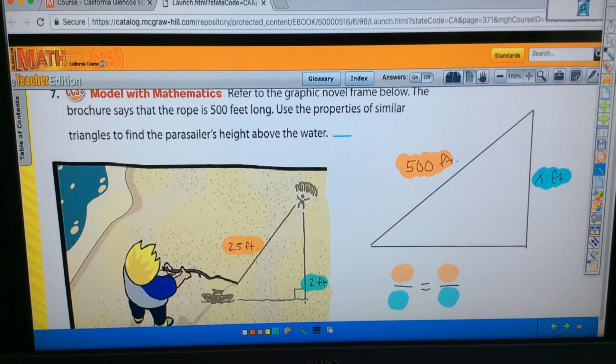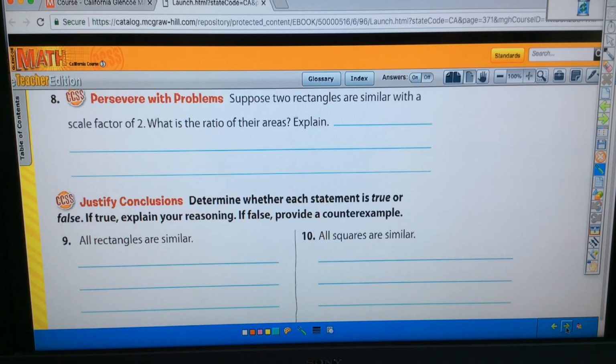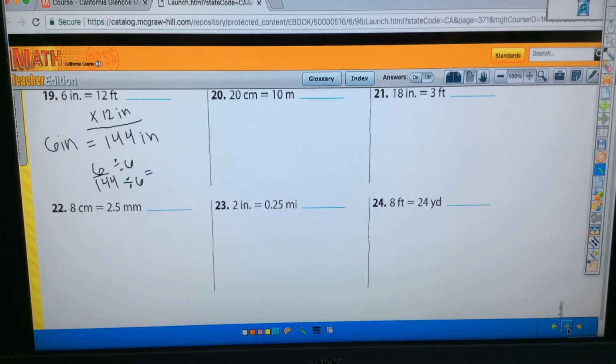Okay, the spiral review, I just want to kind of remind you guys what you're doing here. You're figuring out what the scale factor for each drawing is. Here's the deal, they're going to give you 2 different units of measurement. So before you start writing ratios, you need to convert so that they're in the same unit of measurement.